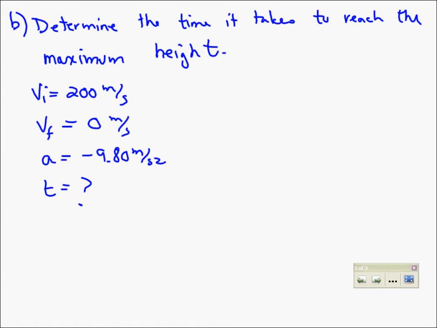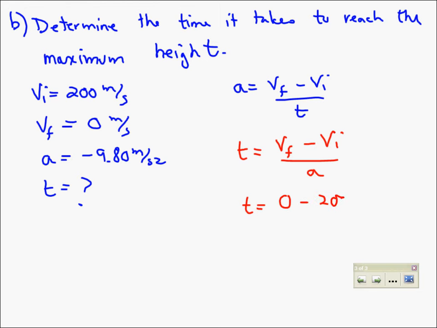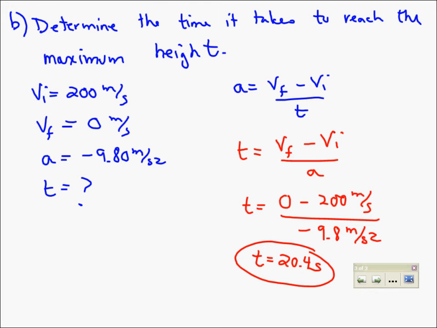I think most of you know which equation to use. We take our basic acceleration equation and rearrange to solve for time. So time is equal to vf minus vi over a. So time is equal to 0 minus 200 meters per second divided by negative 9.8 meters per second squared. Divide 200 by 9.8. Check my answers, and I have 20.4 seconds. That's how long it takes to get to the tip-top position.